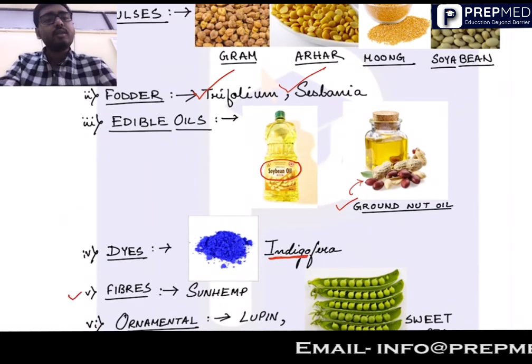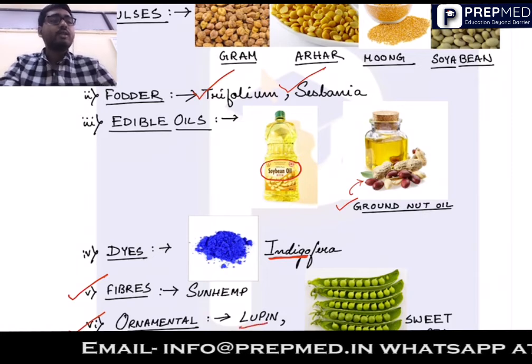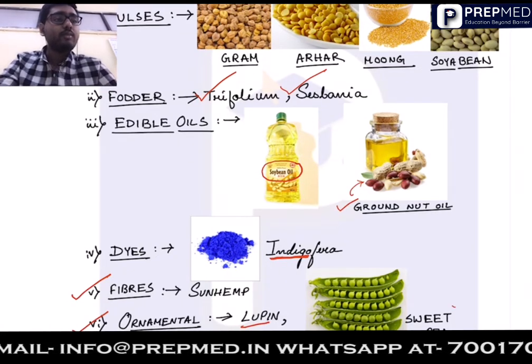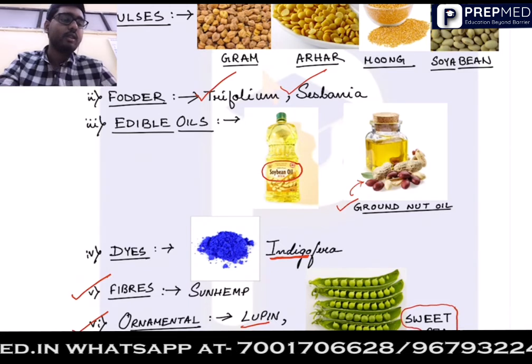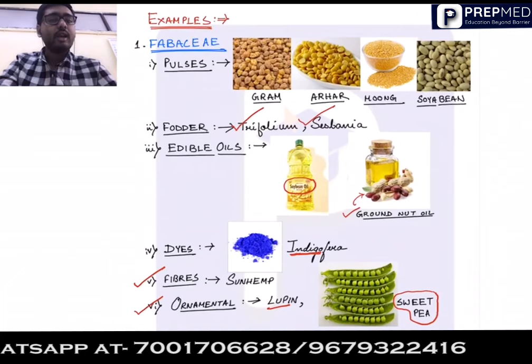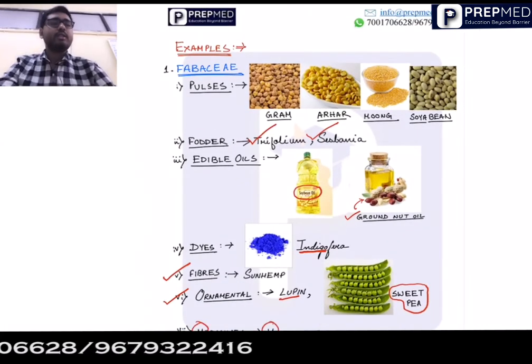Fibers, sun hemp. You have to remember ornamental lupin. And you can never ever forget sweet pea, because even the diagram of sweet pea is given in the NCERT book. And for medicine, M for medicine, M for Liliaceae.